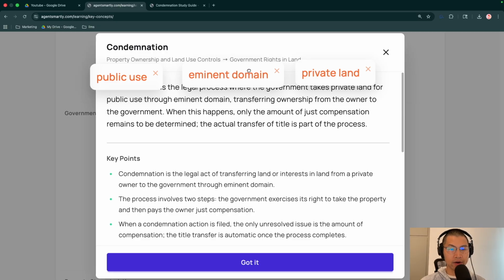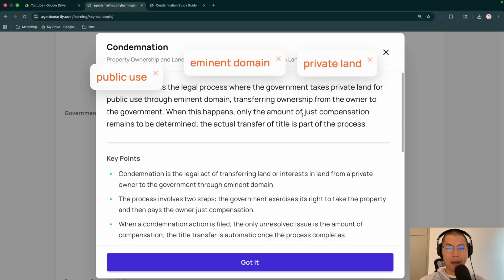And let's go down here and transfer the power, transferring the ownership from the owner to the government. Once again, from the private, which is you or other people, to the government. And when this happens, the government has to pay a fair amount of compensation to the owner.